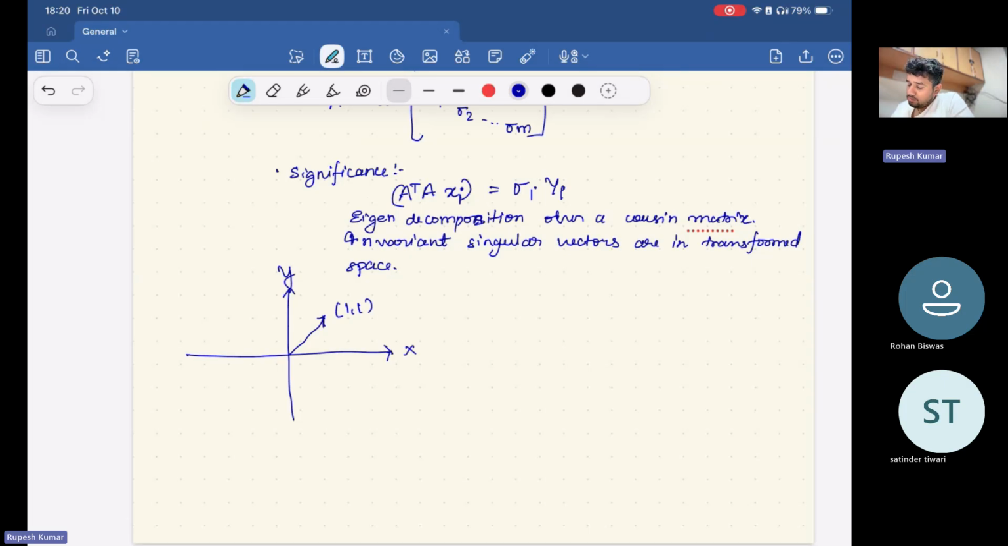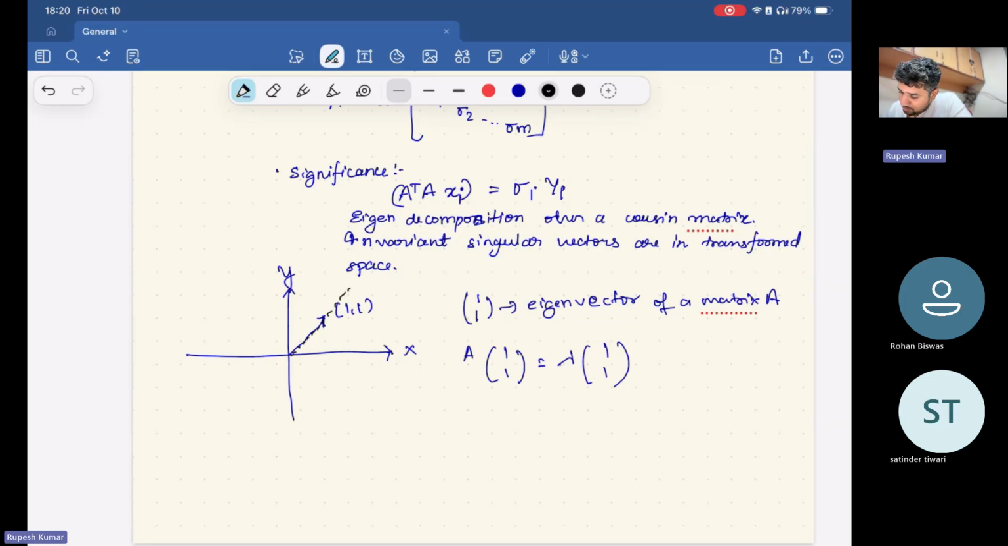Now what eigenvalue decomposition says is, if the vector 1 comma 1 is an eigenvector of a matrix A, then A into 1 comma 1 will be some lambda times 1 comma 1. This means this vector will only be scaled by some amount in the same direction. It won't get translated or rotated. It will get scaled by some amount, lambda into 1 comma 1. So this is what A into X looks like, and this is what eigenvalue decomposition says geometrically.